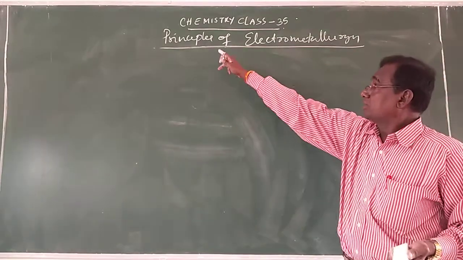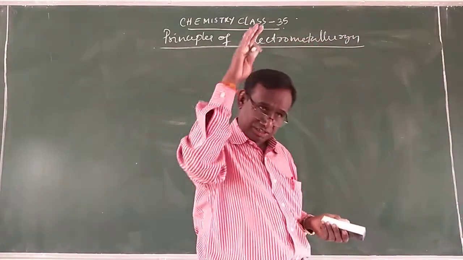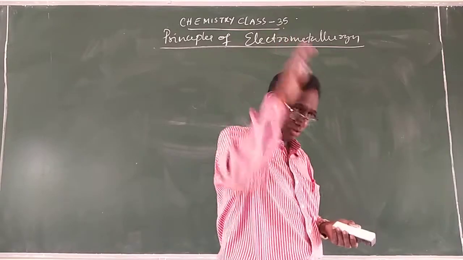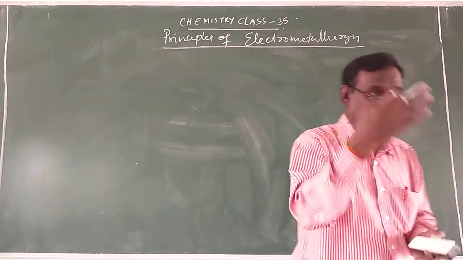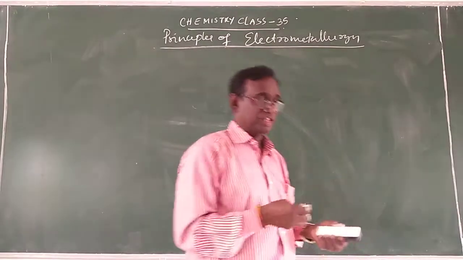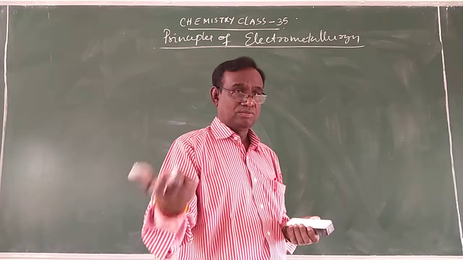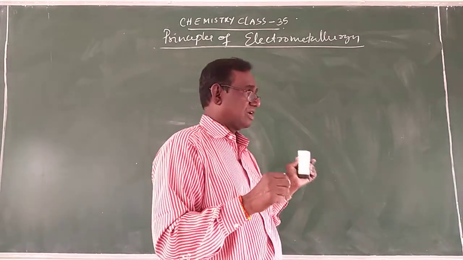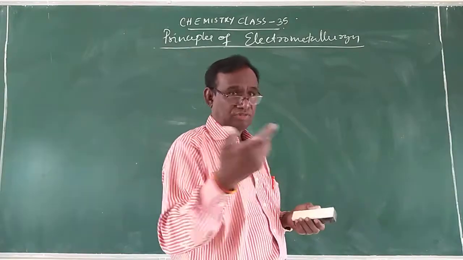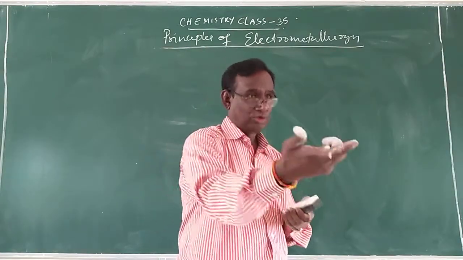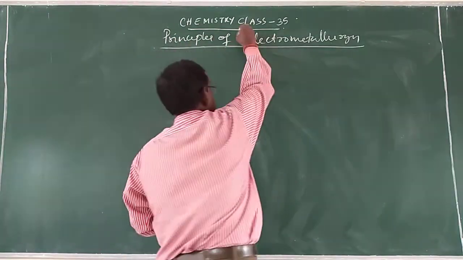But here, the principles of electrometallurgy. What is electrometallurgy? It is a process of extraction of metals from the molten states of their salts. For example, extraction of aluminium from bauxite ore. So that is electrometallurgy.